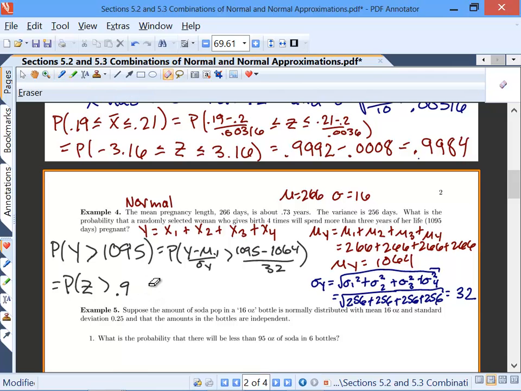Let's see, it's a z value, so I'm going to round it to 0.97. Okay, and what do I need to do here? What happens if I look at my 0.97? That is a z value, so I'm looking for a z value of 0.97. That gives me a value of 0.8340. I need to do 1 minus that. So 0.166. So the probability that she spends more than 3 years of her life pregnant is about 16%.